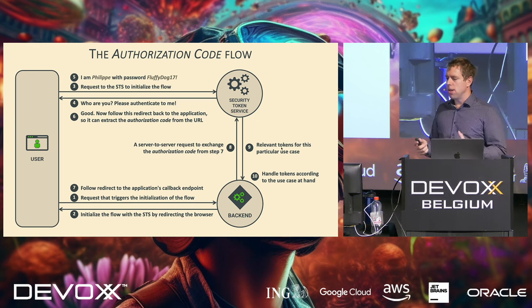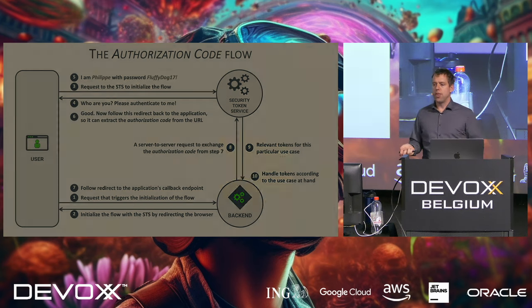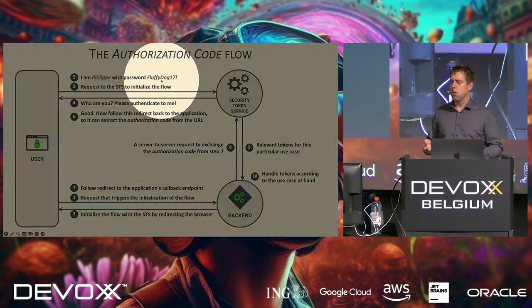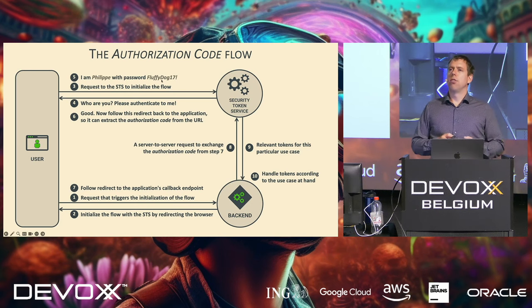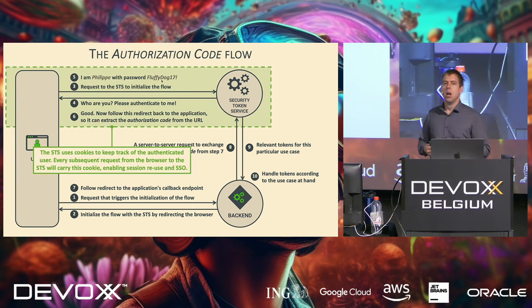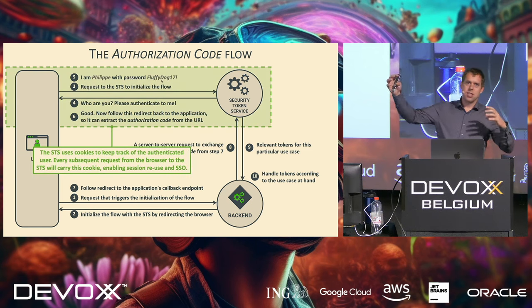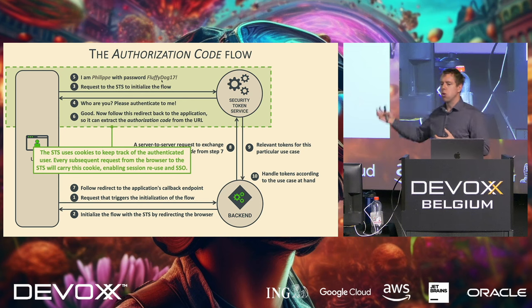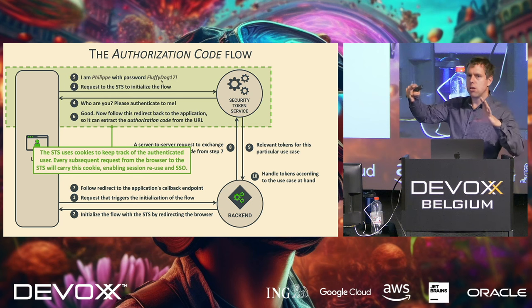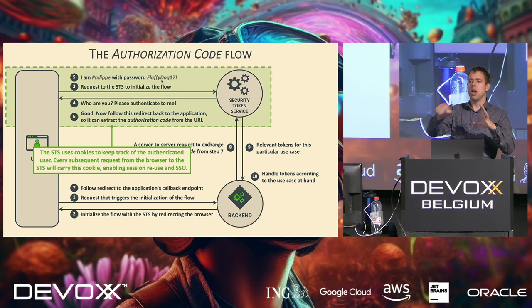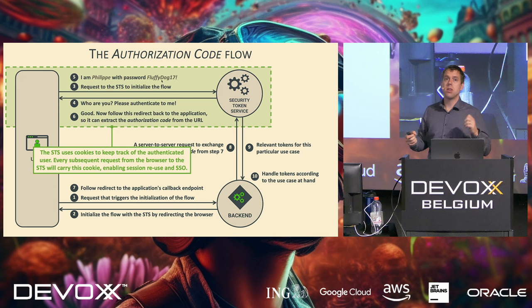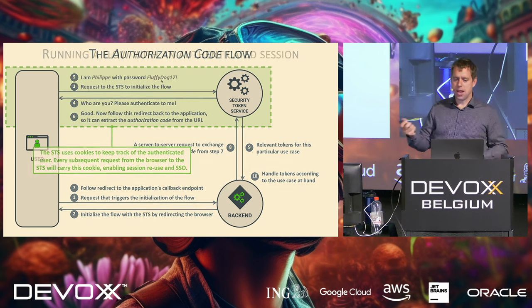Whenever we run that flow, I've always shown you like Philippe authenticates with FluffyDog 17 and so on and so on. But I only have to do it once. And then my browser establishes an authenticated session between me and the STS, sts.restrograde.com. That session is based on cookies, and those cookies keep track of who I am. That's why in the flow simulator, we haven't re-authenticated, we just got the authorization code. That's essentially why, because there is an active session which is used for reusing or running a flow without user interaction.